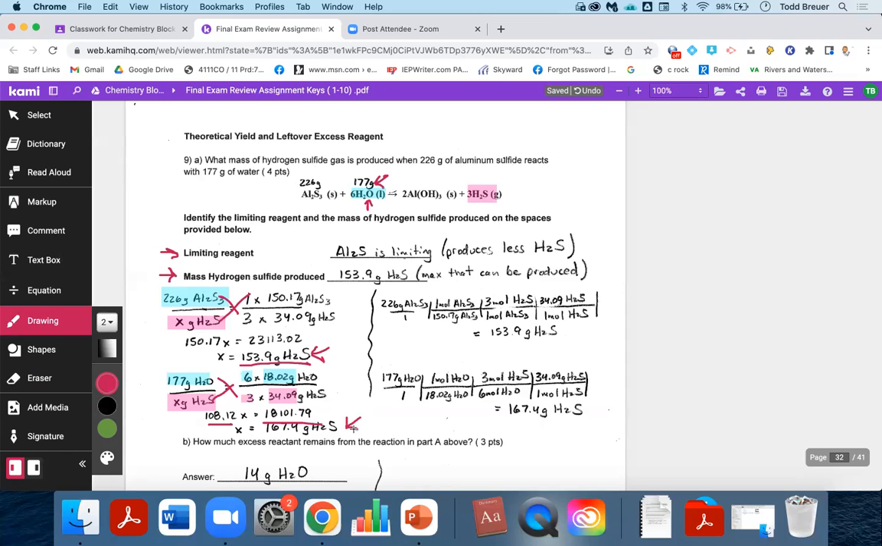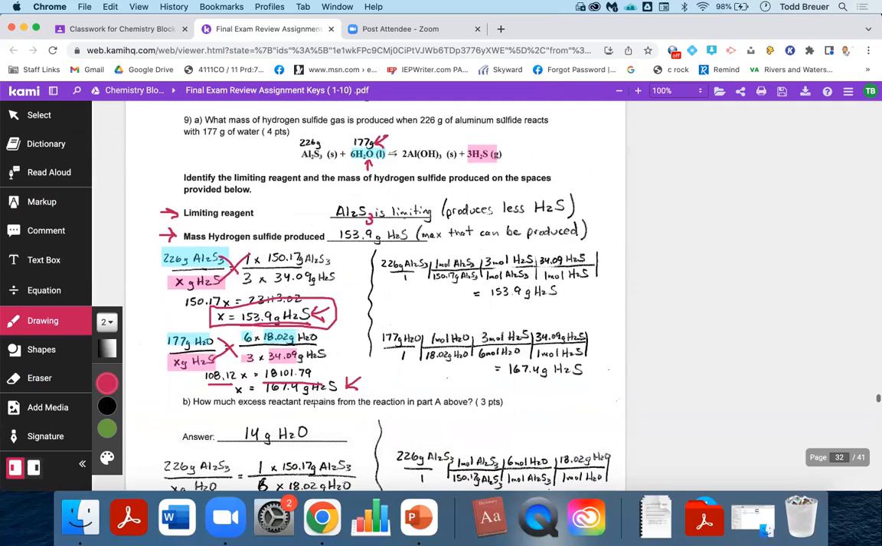So aluminum sulfide, Al2S3, should say 3 there, is limiting. It produces less hydrogen sulfide. The mass of hydrogen sulfide that could be made, well, that's related to what you run out of. Since we run out of aluminum sulfide first, the mass that we calculated right here, that's the most hydrogen sulfide you'd possibly be able to make based on stoichiometry.